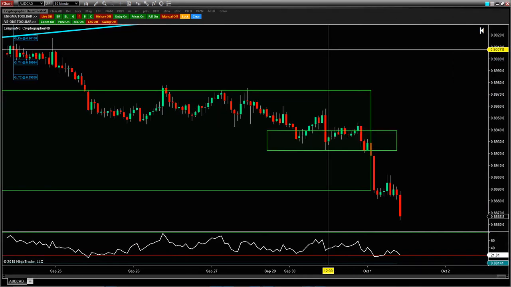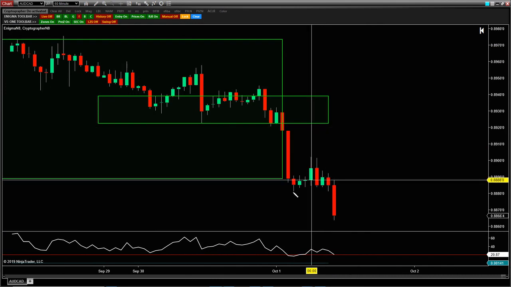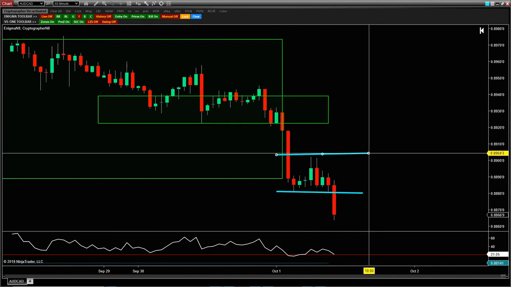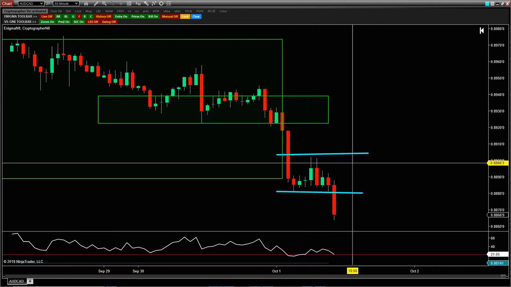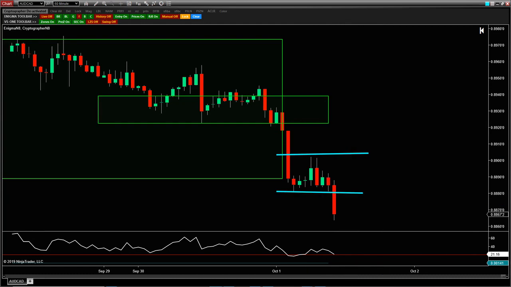Yep. So remember Aussie Canada, we talked about this level right here. Two different scenarios, break up, retest, break down, retest, right? Obviously, we've broken down. So what do you think is the next thing you guys should be looking for? Pull back. Pull back trade, yep. Look for the pullback.